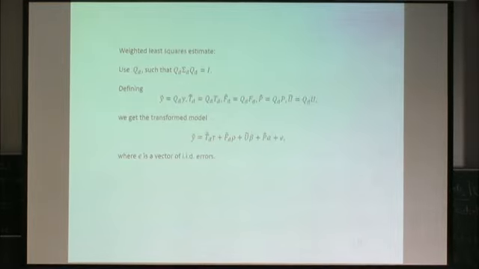Yeah, we have another problem. We have the covariance. So we use the weighted least squares estimate. We use a matrix which inverts the covariance matrix. And we transform our model. We transform the observations and each of the design matrices by multiplying with this matrix Q. And then we get a transformed model, and this transformed model is quite nice because it has IID errors.